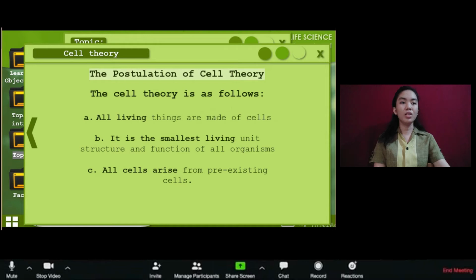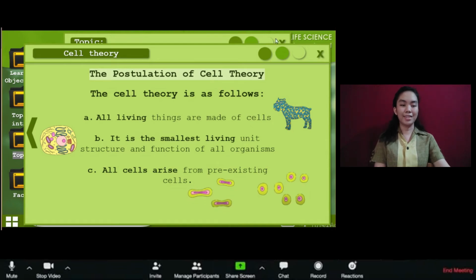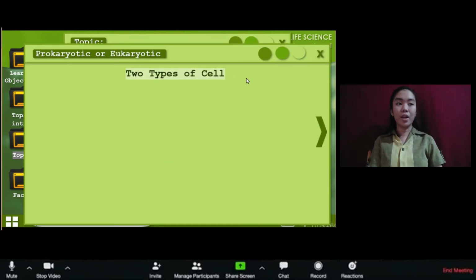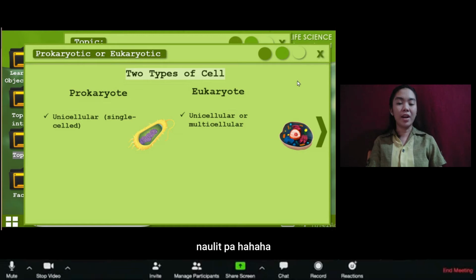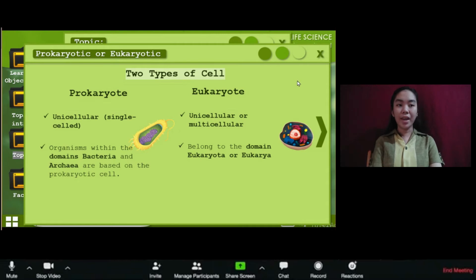The postulates of the cell theory: all living things are made up of cells. The cell is the smallest living unit of structure and function of all organisms, and all cells arise from pre-existing cells. Next, class, are the two types of cell, namely prokaryote and eukaryote. Prokaryote is unicellular, while eukaryote is either unicellular or multicellular. So, what is unicellular? It only needs one cell to perform all the functions, while multicellular is composed of two or more cells with specialized or different functions. Domains Bacteria and Archaea are based on prokaryotic cells, while eukaryotes belong to the domain Eukaryota or Eukarya.